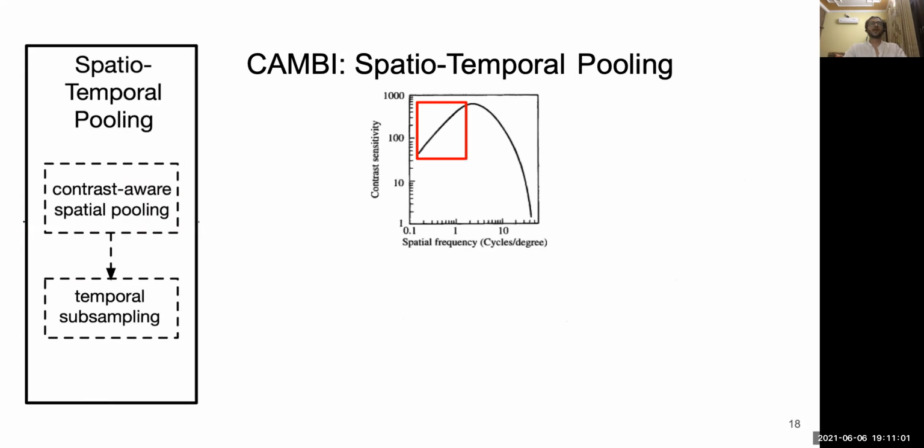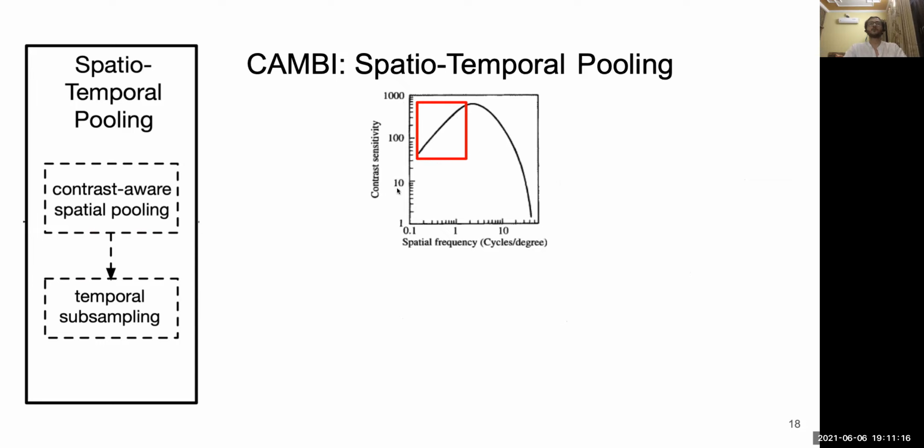So in the last step of CAMBI, we first spatially pool these CAMBI maps and then also pool them temporally to get a score for the video. The spatial pooling largely works on the intuition that we are working in this red box region of the contrast sensitivity function.